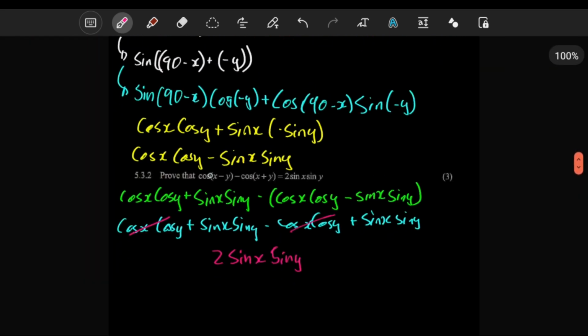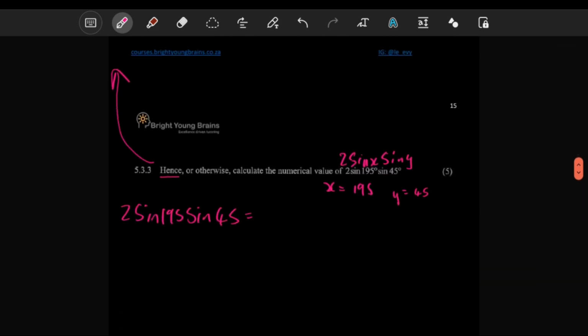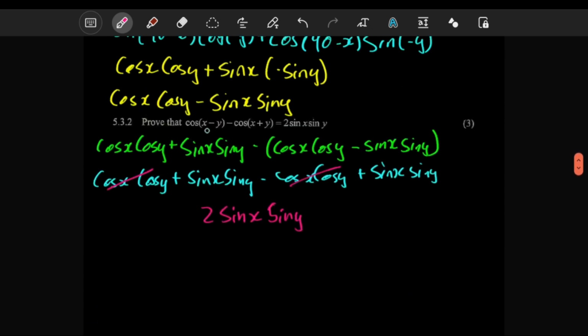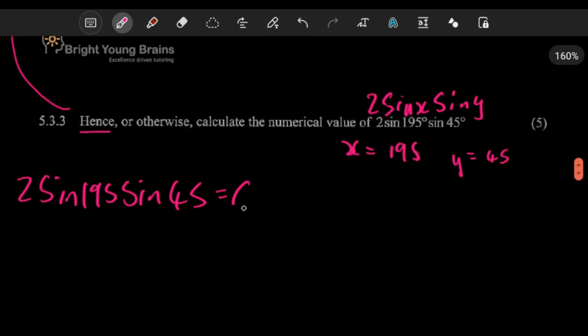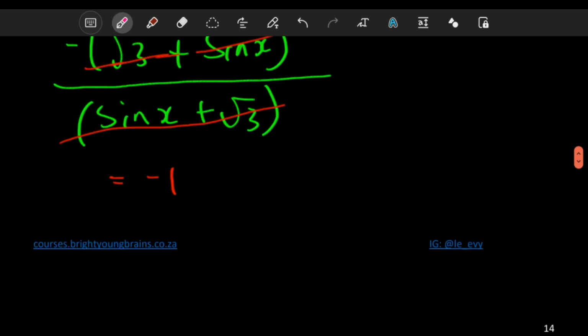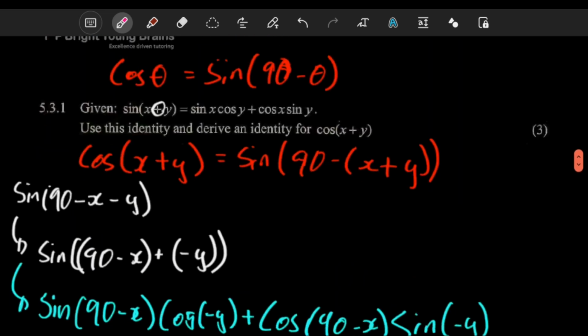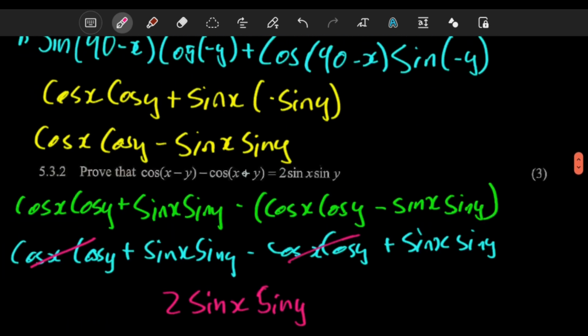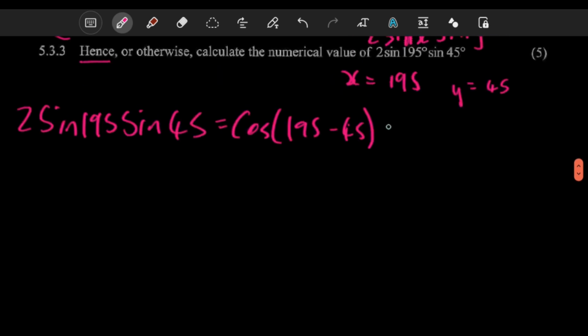So this here is equal to the left side, right? So obviously what that means is this here is equal to cos with x minus y. The x we can put the number we know, the y we can put the number we know. So this is going to be cos of 195 minus 45 over here, and then here it is minus, and you're going to put a plus there. So this is minus cos 195 plus 45.